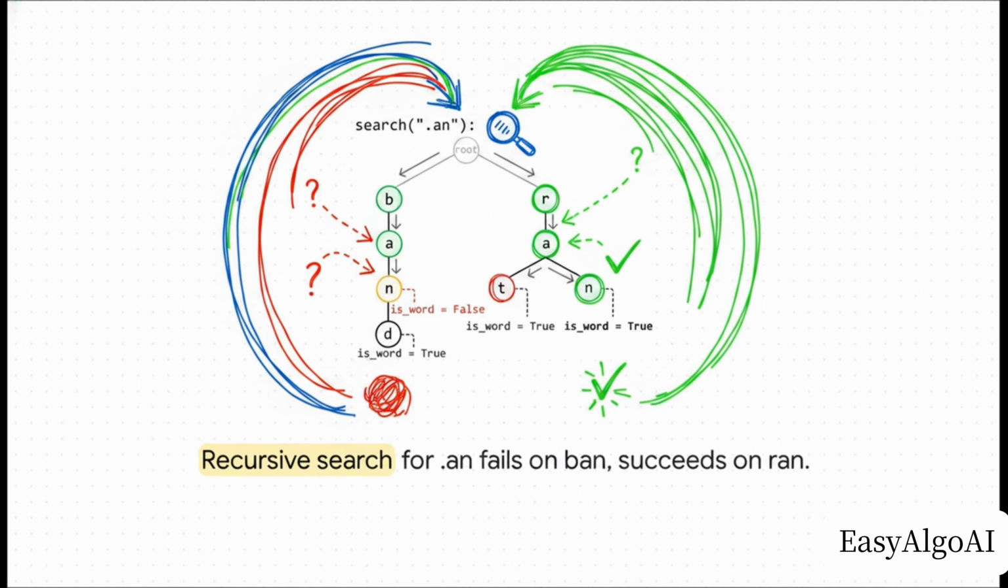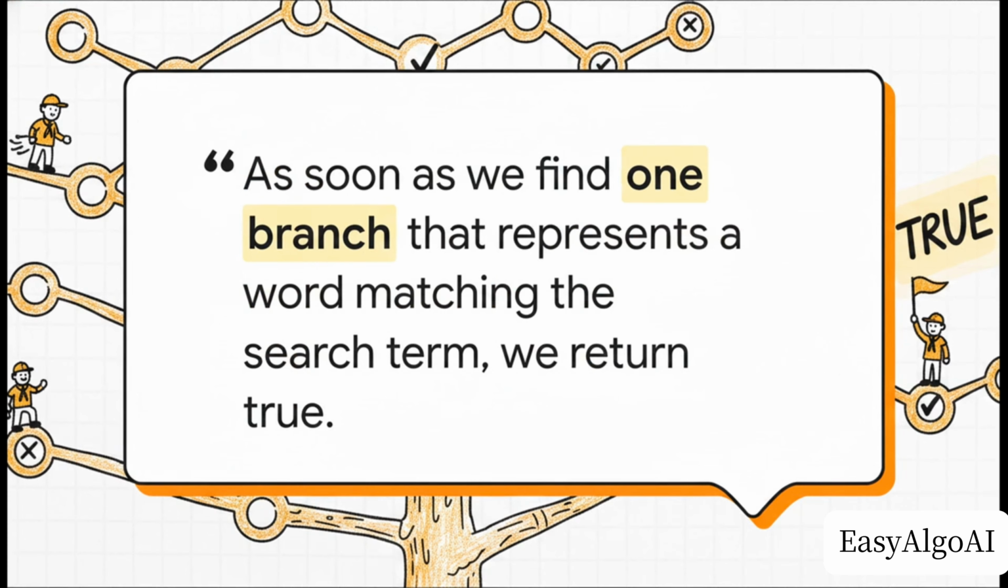But remember, our recursive search also traveled down the right branch. It treated the wildcard dot as an r and then searched for an. It traverses down to a, then n, and this time the n node on the right has isWord equals true. The right branch is a massive success. This is the essence of why recursion works so elegantly here. I absolutely love this quote from the source material: as soon as we find one branch that represents a word matching the search term, we return true.